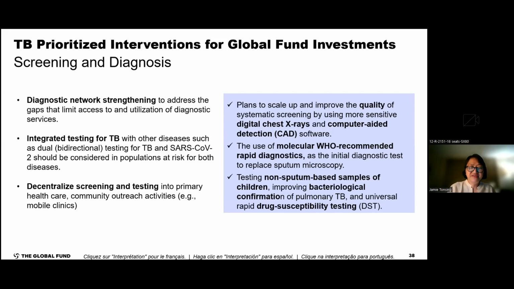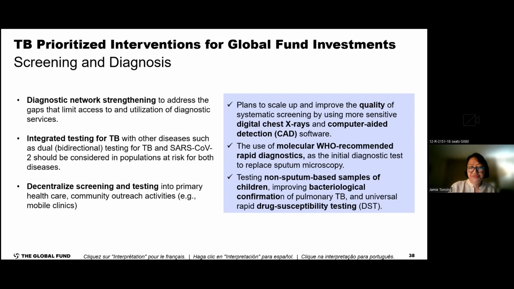We've been for some time promoting scale-up of molecular WHO-recommended rapid diagnostics like GeneXpert and TrueNat, but the progress is not commensurate with what we want to see. So how do we move from the global rate of 33% coverage with these tests to 60, 70% in the coming 3-year cycle?